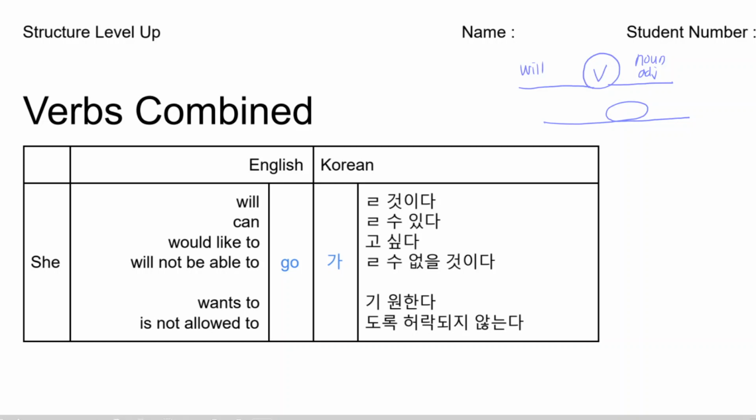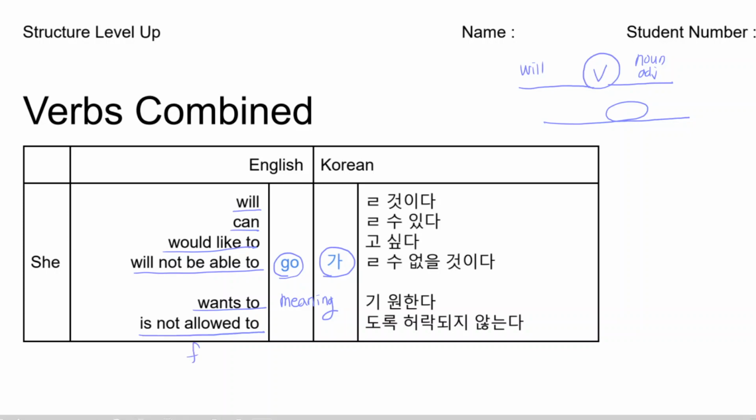We have verbs combined. So here I want you to see that we have some difference between English and Korean. In English, we have the meaning verbs at the end, but in Korean, we have the meaning verbs in front. Here, meaning verbs is not an official terminology, so don't focus too much on that, okay? So in English, we would draw the underline in front of the go, the meaning verb.